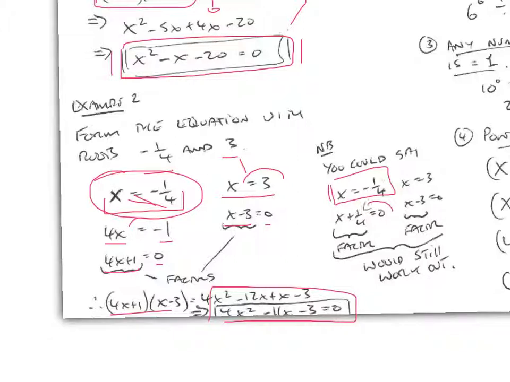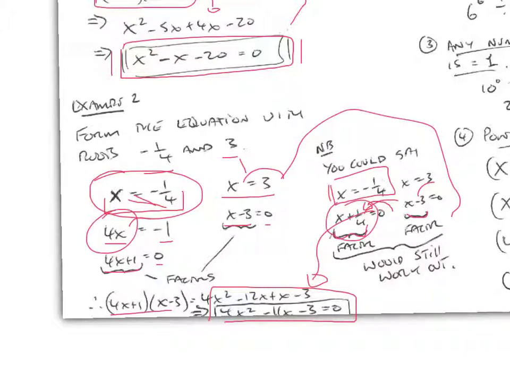Therefore, x plus a quarter equals 0, and that is a factor. And x equals 3, so x minus 3 is the same factor as we had there. Okay, and it would still work out. If you multiplied these two together, you would get the correct quadratic equation, as down here. So either way works. Both ways are fine: to do it the cross multiply way, or to do it this way with the fraction.